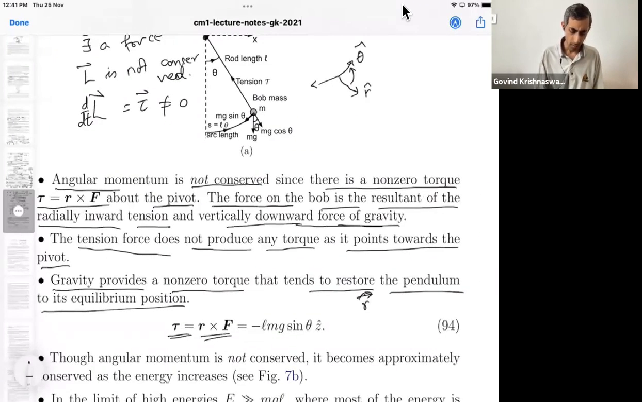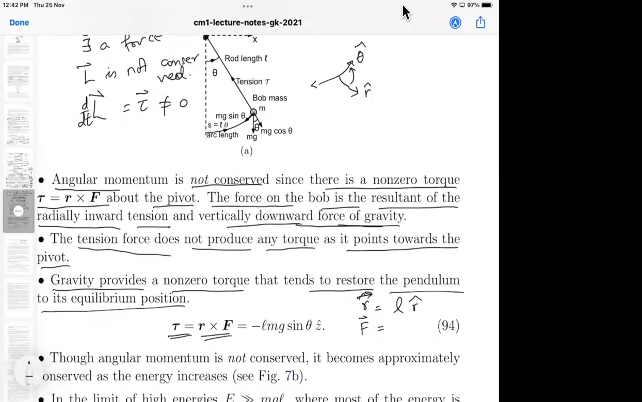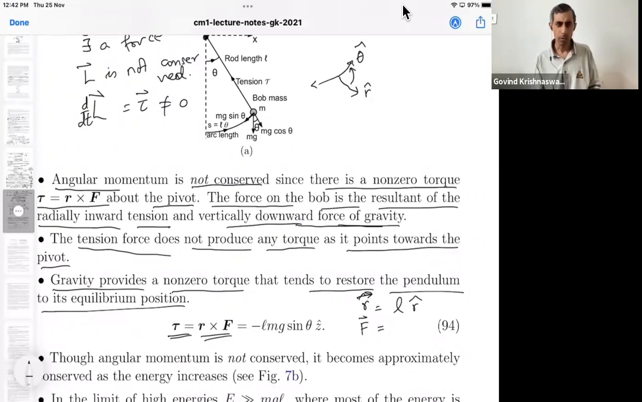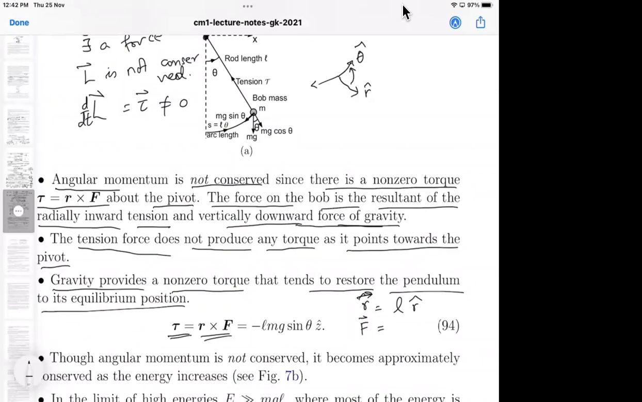R vector was L R hat, and the force due to gravity was given by, well, in this case, which part of the gravitational force contributes? The tangential or the radial component of gravity? Which one contributes to the torque? The tangential component. Precisely, yeah. Several of you have proposed that it's the tangential one.